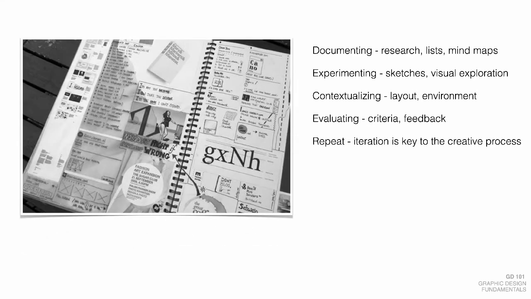And then we repeat. Iteration is the key to the creative process. Documenting, experimenting, contextualizing, and evaluating is an iterative process. I've been an instructor for a very long time now, and I've been on many intake committees where we look at portfolios for incoming students. And the first thing I always want to see is their sketchbook. The sketchbook is what really shows what kind of visual thinker a person is. As part of this course, I will be wanting to see your sketchbook. We'll talk about how we'll do that a little bit later.